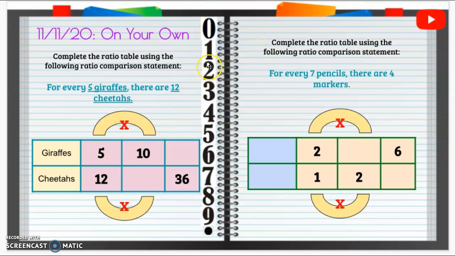Okay, so 5 to get to 10, I know you multiply by 2. So 5 times 2 is 10. What you do to the top, you must do to the bottom. So we're going to multiply that bottom by 2. So 12 times 2 is going to be 24. All right, let's take a look at the next one.